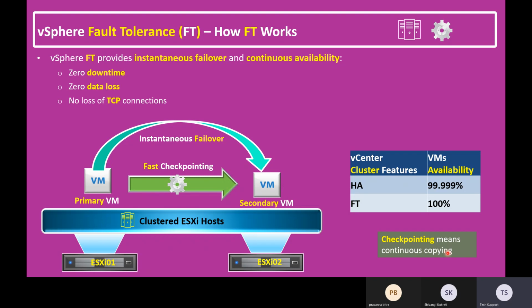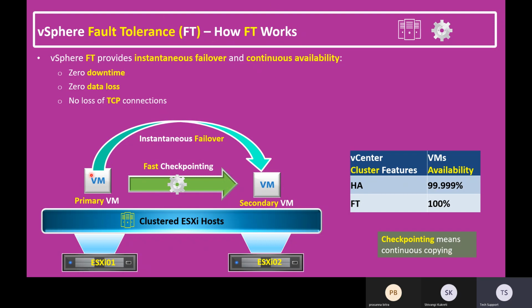But in the FT scenario, it is not a one-time pre-copy from source to destination. It is a continuous copying from source to destination. Even that continuous copy is not a normal copy, it's a fast copy. With that fast copying, whatever changes the user makes at the virtual machine level, all the changes will be updated and synchronized with the secondary virtual machine. Okay, this is the FT working functionality.